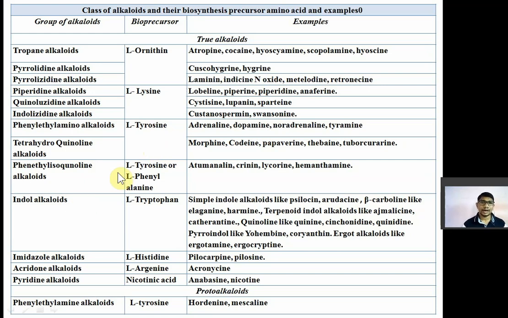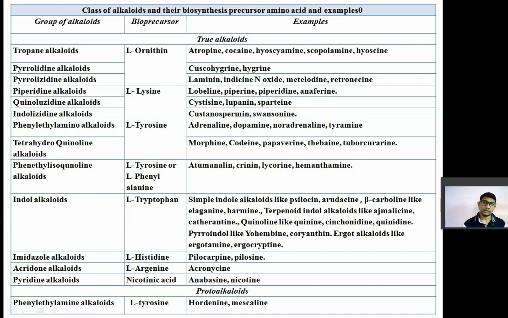Phenylethyl isoquinoline alkaloids, for example atomonaline, crenine, then lycorine, and hemanthamine. So these alkaloids are also biosynthesized from L-tyrosine or L-phenylalanine.